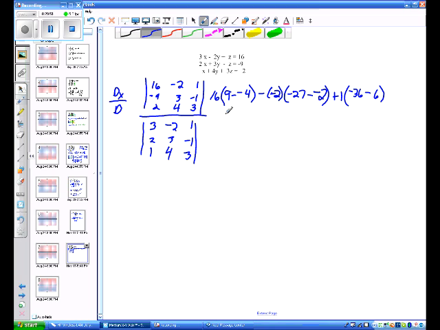Now I like to go ahead and just do my computation underneath it, and we'll have some room down there to do this. So we've got 16 times 13 plus 2 times negative 25 plus 1 times negative 42. I'm going to show you something at the end that's kind of neat. So 16 times 13 is 208 minus 50 minus 42 gives us 116.